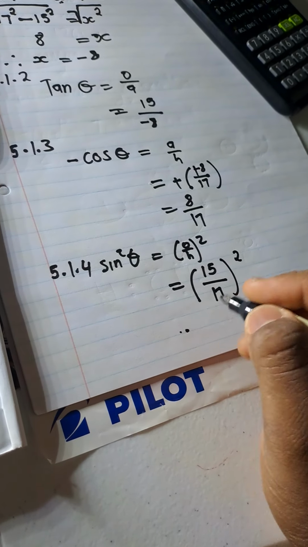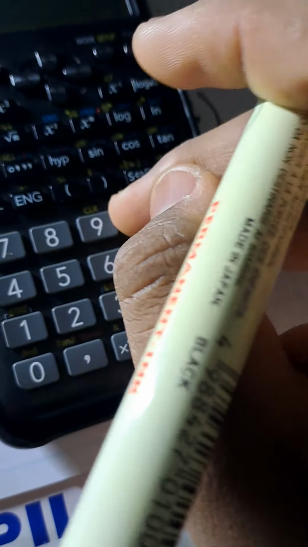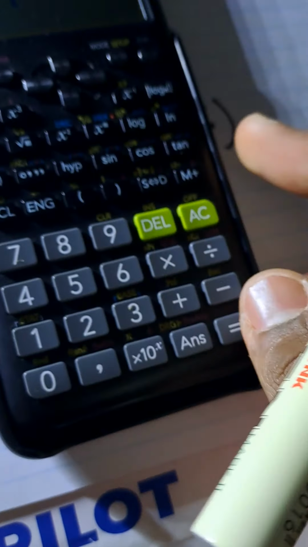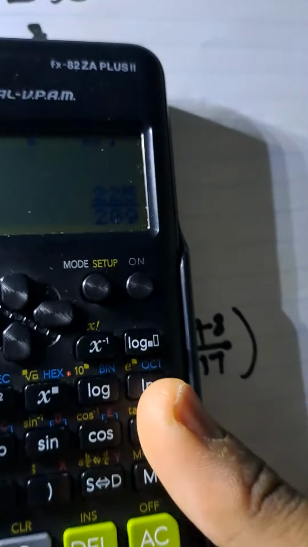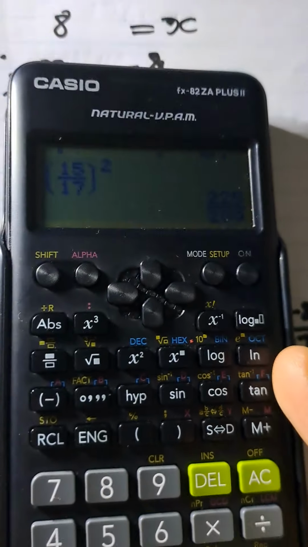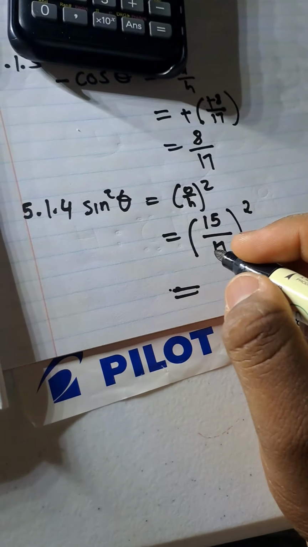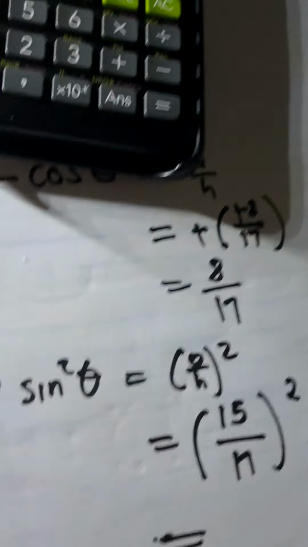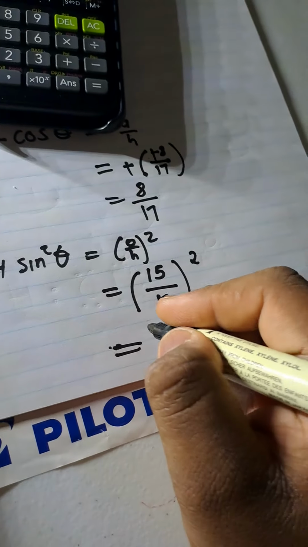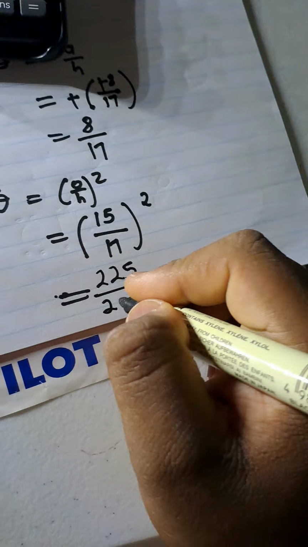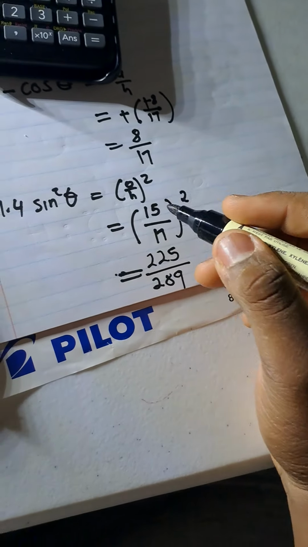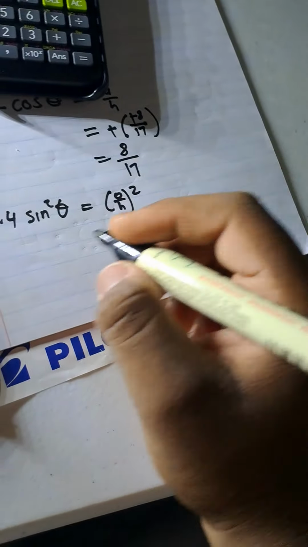Squared. Then let me check my answer. 15 over 17 squared, which is what? 225 over 289. Guys, don't do a decimal, just write your answer as it is. Sorry about that, 225 over 289. Okay, you're done. Make sure you don't make a silly mistake.